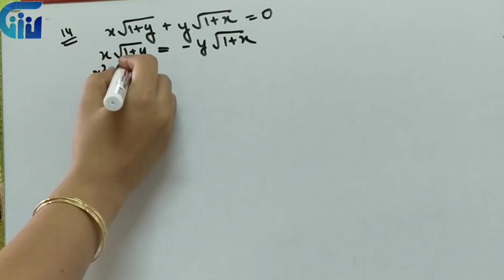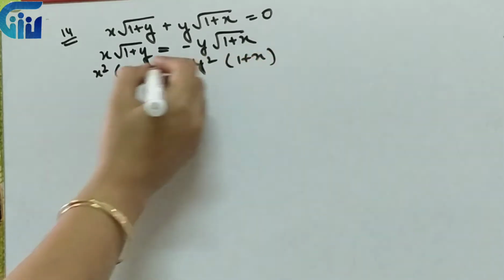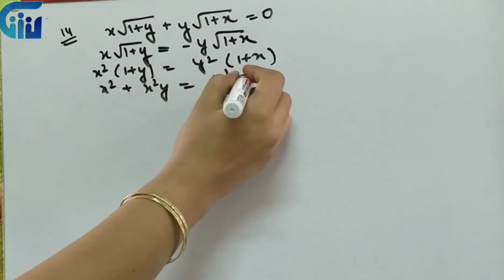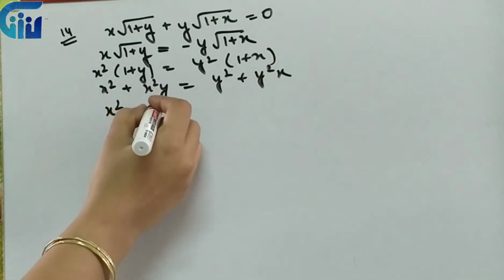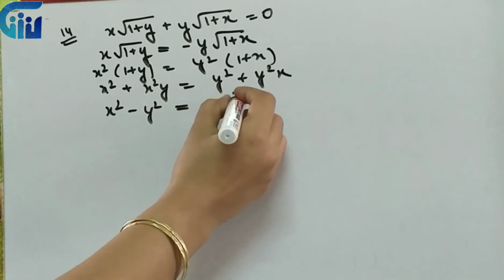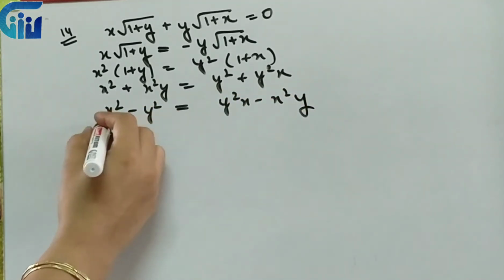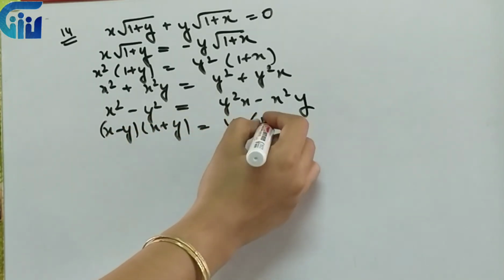So we will write, squaring both the sides, so I will write it like this: y square 1 plus y. We will just multiply. So we will get x square y is equal to y square plus y square x. Then we'll write it as x square minus y square is equal to y square x minus x square y. I can just apply the formula a minus b, a plus b, and we can take yx common here, so it is y minus x.